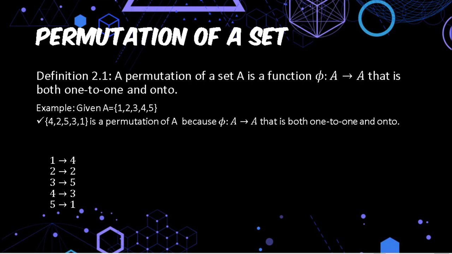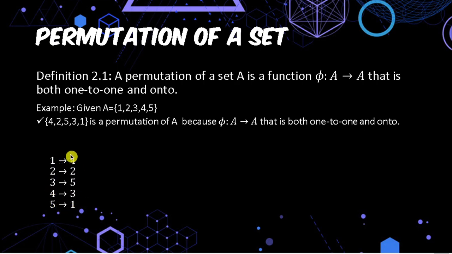A permutation of a set is a function. We can generalize that function as phi, which maps a set. So meron kang set, it's mapped to itself. So it's a function on set A that is both one-to-one and onto. Ibig sabihin, bijection siya. That is a permutation. So halimbawa, ito yung set na binigay. Tapos, i-rearrange natin yan. That will give us a permutation.